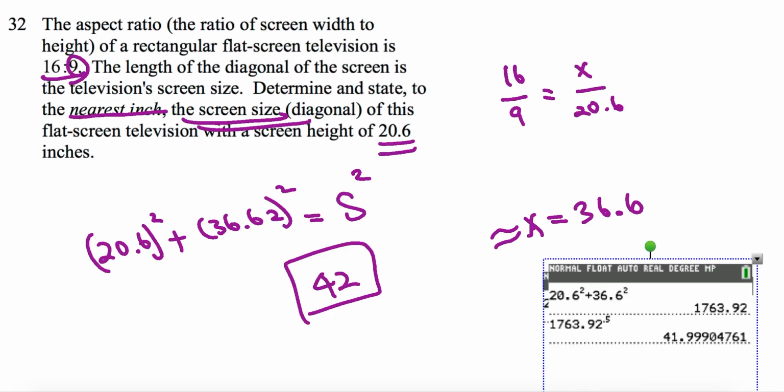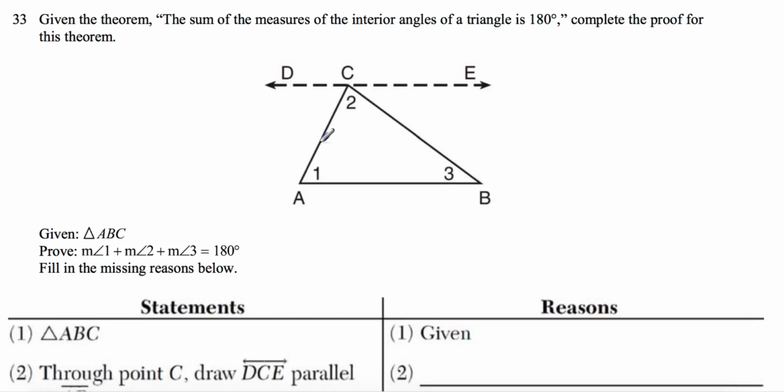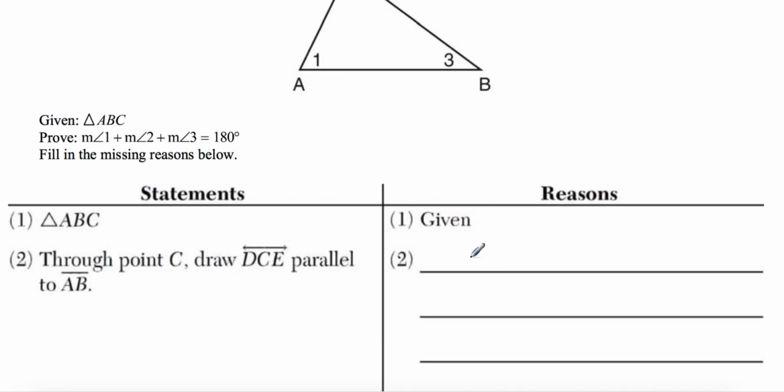All right, let's look at number 33. In this question, we're trying to show that the sum of the measures of the interior angles in a triangle is equal to 180. So what was the first step? In the triangle, we have drawn this line. There are different ways of writing it, or we can just write down drawn. That's perfectly fine, because that's just drawn, added onto this one.